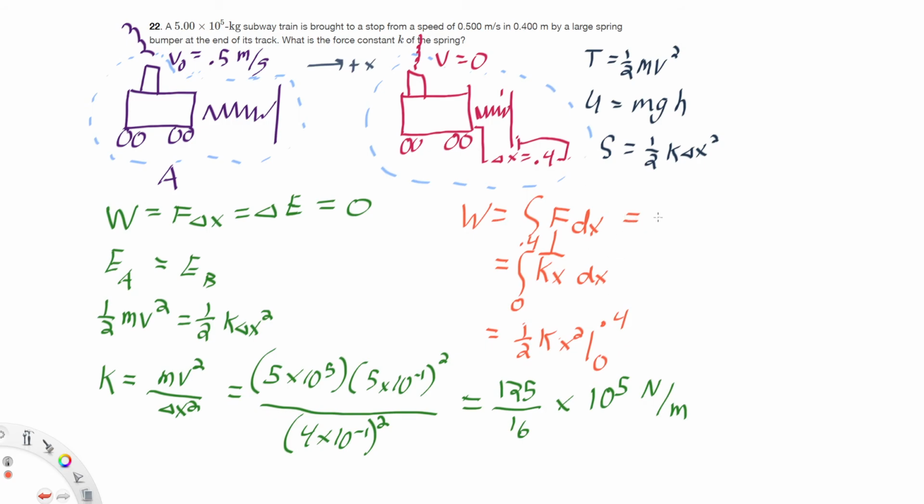And then on the other side of this, we say, this work must be equal to the change in energy. But since we're only considering just the train to be our system, the change in its energy is its change in kinetic energy, which is equal to, it loses 1/2 mv squared worth of energy. And then we solve for k the same way. We get exactly the same thing.